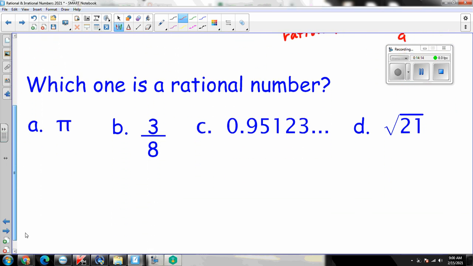All right, let's try another one of these. The question is, which one is a rational number? If you need to pause the video, you can. Think about which one is rational. Put A, B, C, or D on your paper.